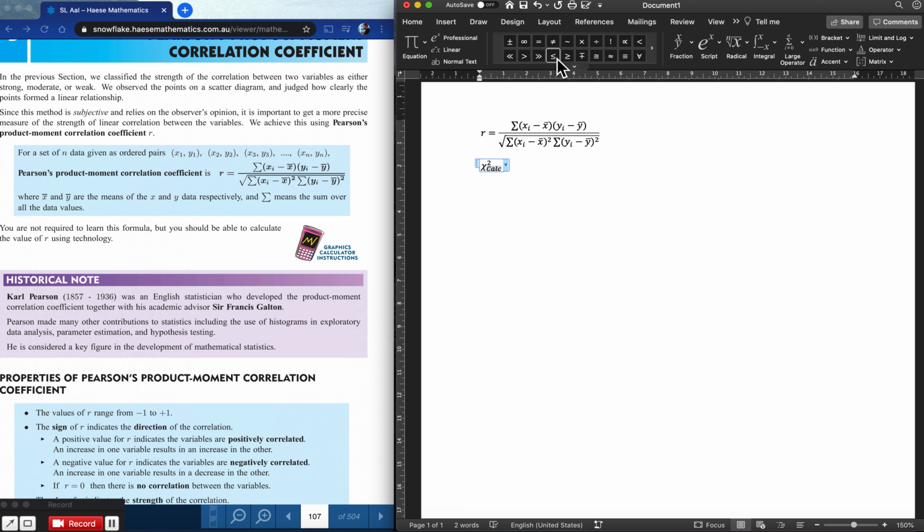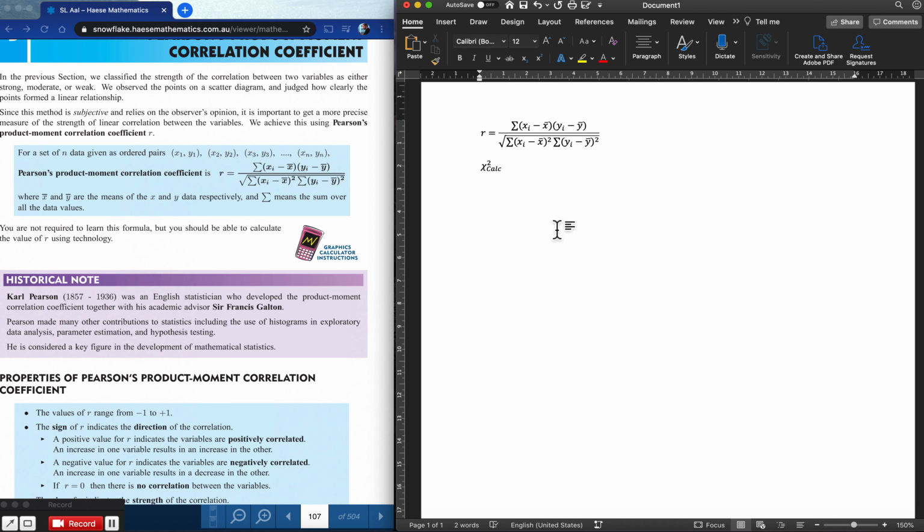And let's say you want this to be greater than the critical value or anything. So this is how you work with it.